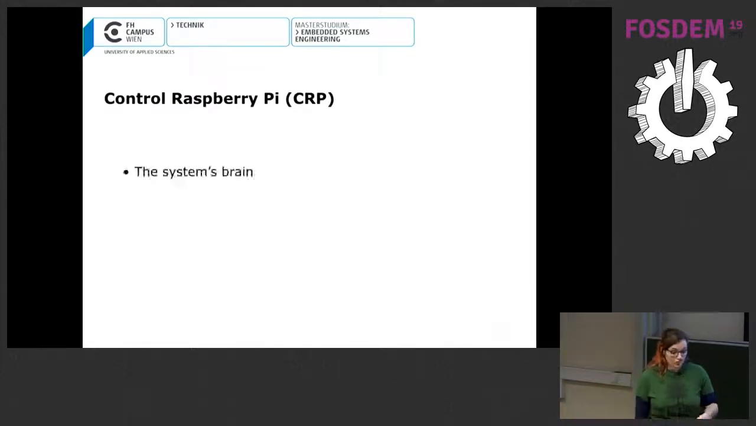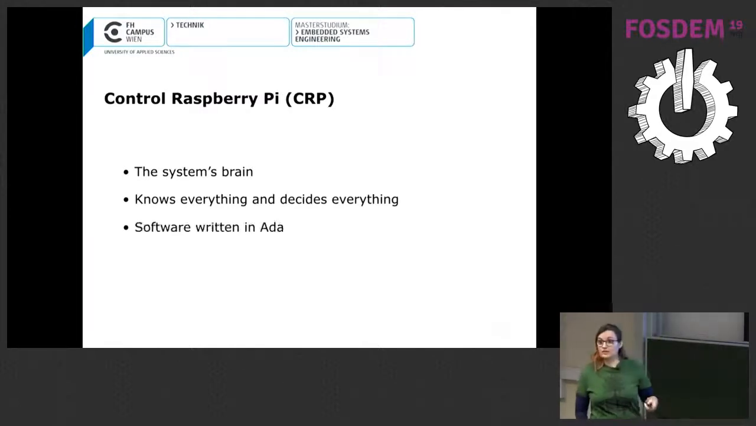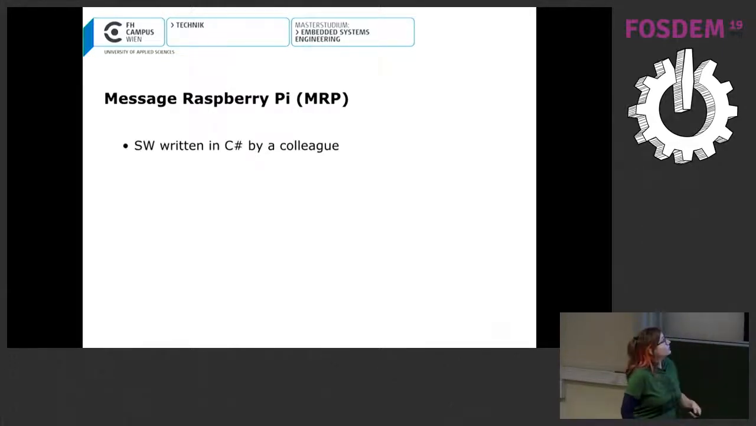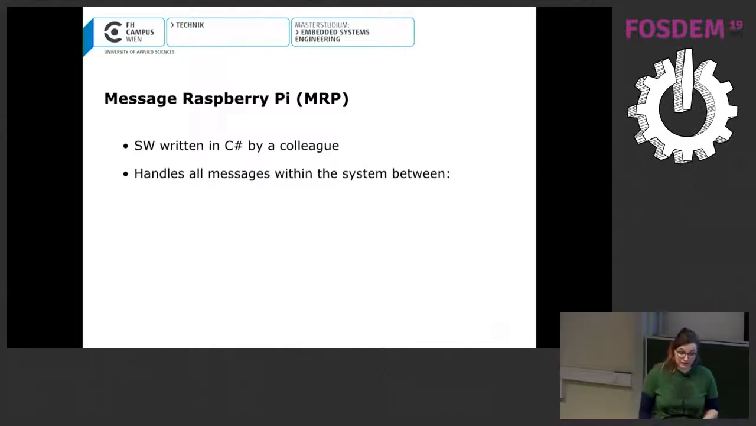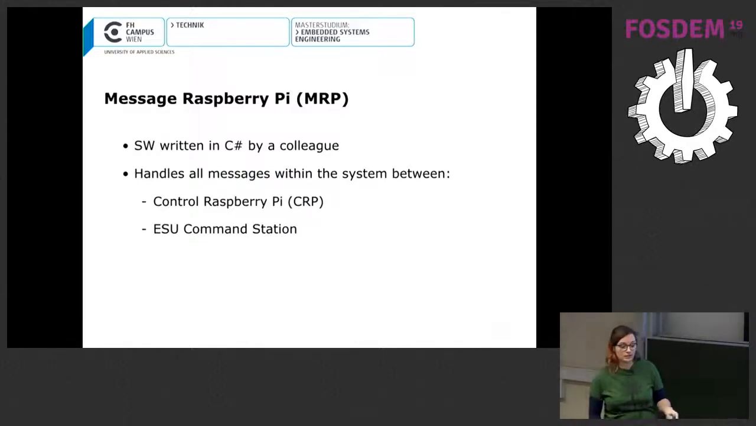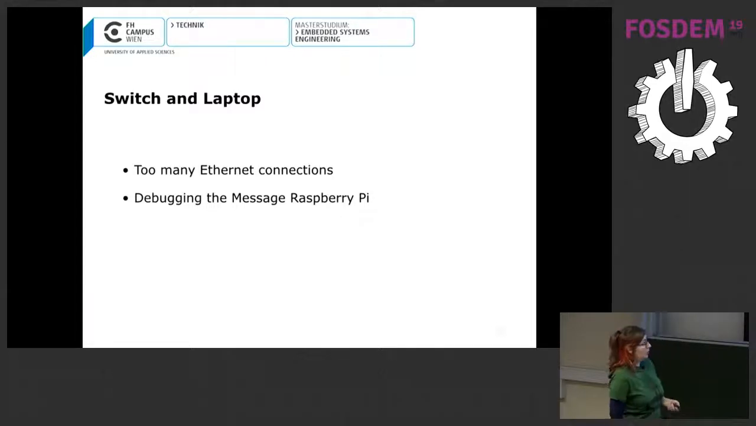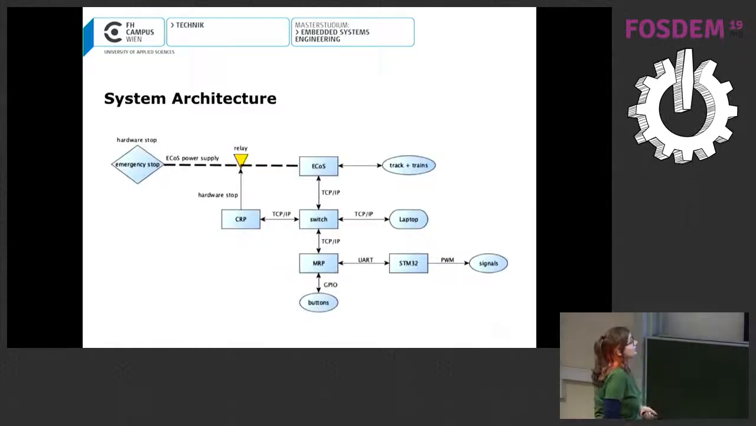We have a control Raspberry Pi, which is the system's brain. It knows everything, it decides everything, and the software is written in Ada, which is why I'm here today. I will talk about it in detail later. Then we have the message Raspberry Pi. The software is written in C#, also by a colleague of mine. It handles all the messages inside the system between the control Raspberry Pi, the ACOS command station, the STM32, and the push buttons. Then we have a switch, because I had a lot of Ethernet connections, and a laptop to debug the message Raspberry Pi and start the server application, because there was no screen attached to both Raspberry Pis. So this is the whole system architecture.